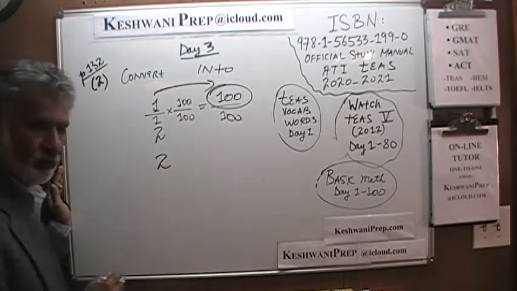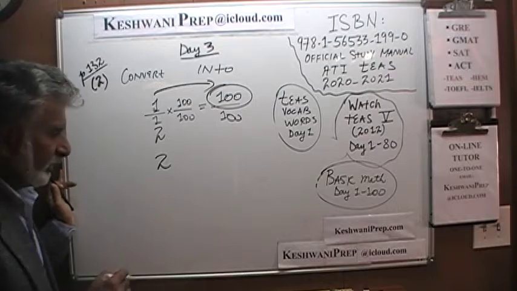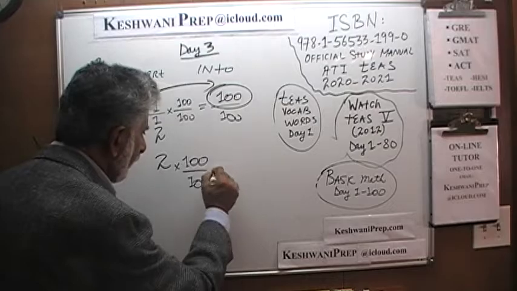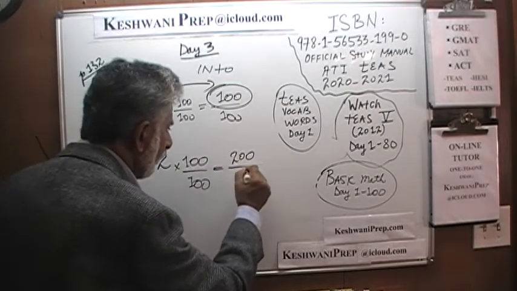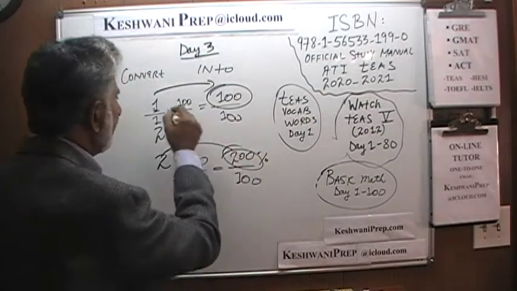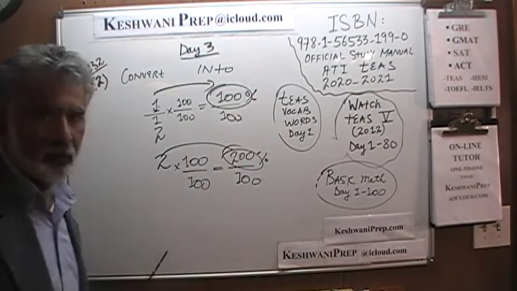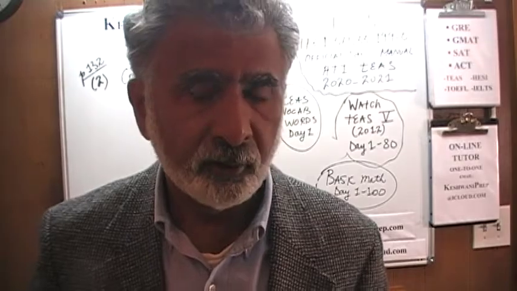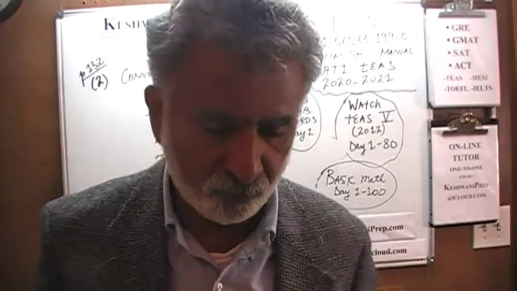Similarly, if you have 2 and you convert it into percentage, multiply top and bottom by 100. And you end up with 200 over 100. In other words, 2 is 200%. 1 is 100%. Makes sense, doesn't it? Seems logical that if 1 is equal to 100%, 2 should equal 200%, and 5 should equal 500%, and so on and so forth.